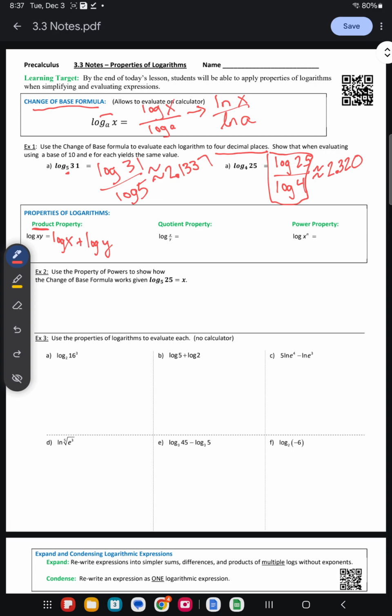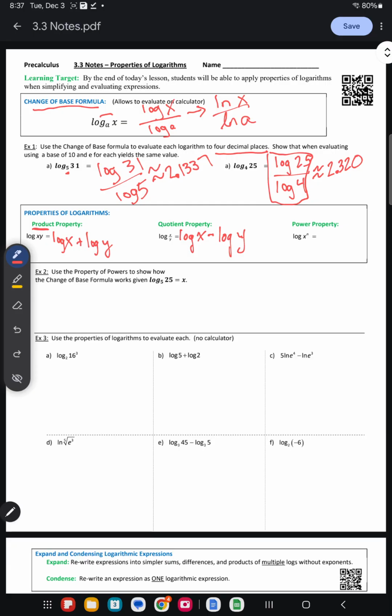Okay, the next is the quotient property. So just like we did in exponents, with the quotient property, we're going to subtract. So we have log of x minus log of y. Okay, and it doesn't matter what the base is, the base would stay with your logarithm. So in this case, because it's not there, it's 10. And then we just subtract log of x minus log of y.